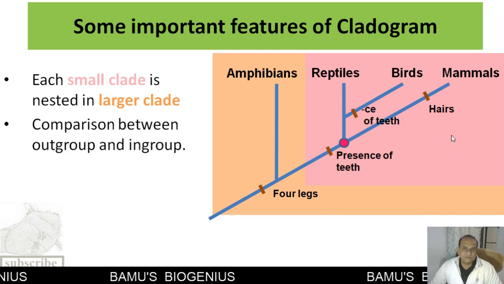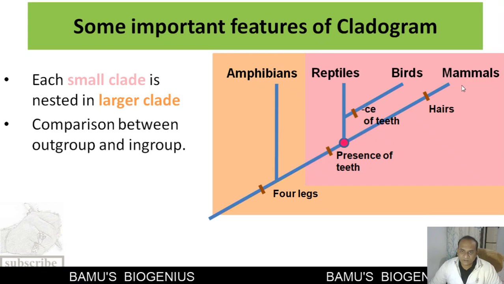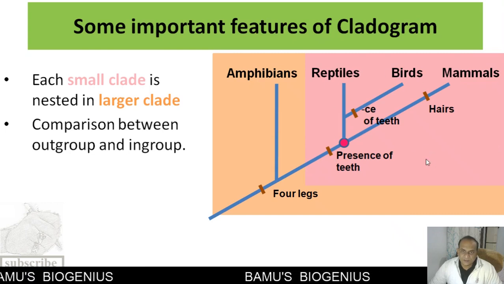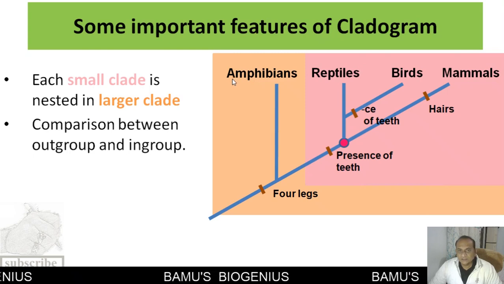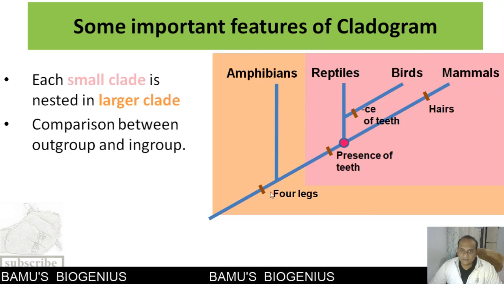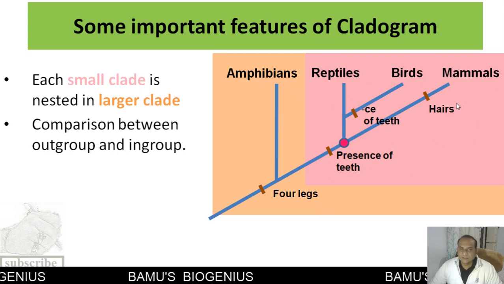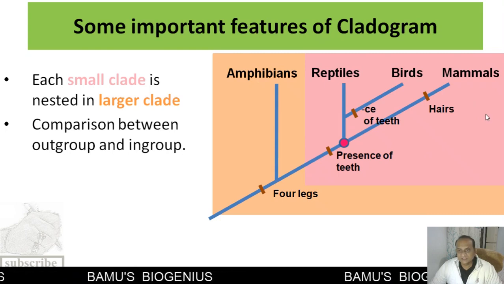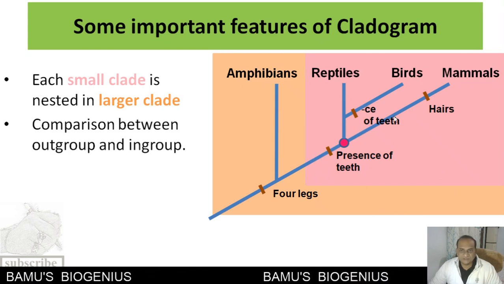Then another peculiar feature of a cladogram is that each small clade is nested in a larger clade. So you can see here, this is one clade of reptiles, birds and mammals. But we can make another, larger clade that includes amphibians also. So here all these four have a primitive character of four legs. So from this we can have this orange colored larger clade, and in that orange colored larger clade, a smaller, pink colored clade is nested. So this is how a larger clade always includes the smaller clades.